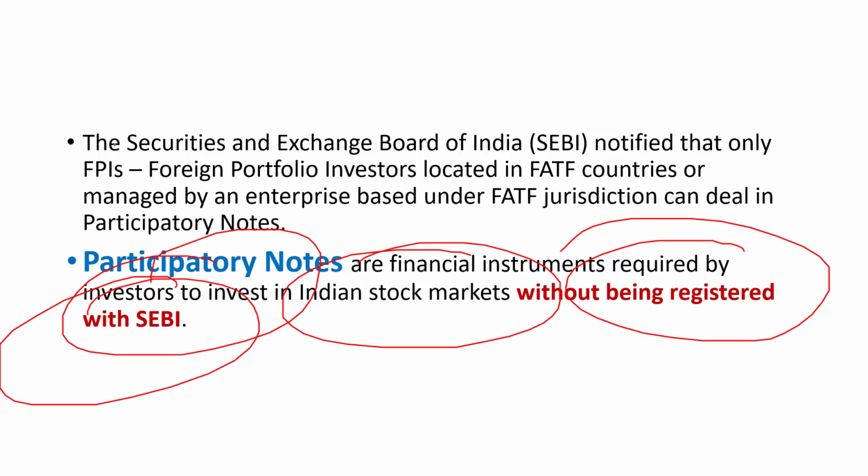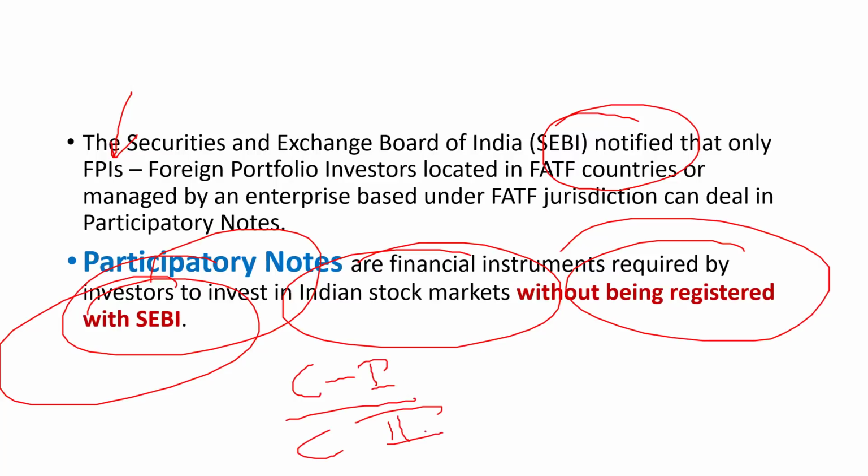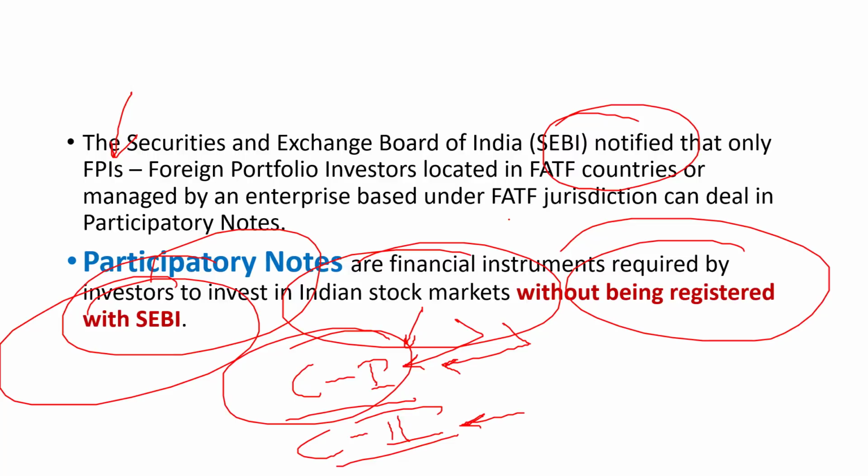is there by SEBI that those FPIs who belong to FATF countries can only invest in category 1. There are 2 categories, category 1 and category 2, of these important funds. In category 1, the pension funds and sovereign funds are there, and in category 2 there is a separate category. So category 1 is very sensitive because pension funds and sovereign funds are very sensitive ones. So any problem or danger like black money should not come to this category. So that's why for this category the registration will be necessary, and these FPIs, these investors, will be located in FATF countries only.